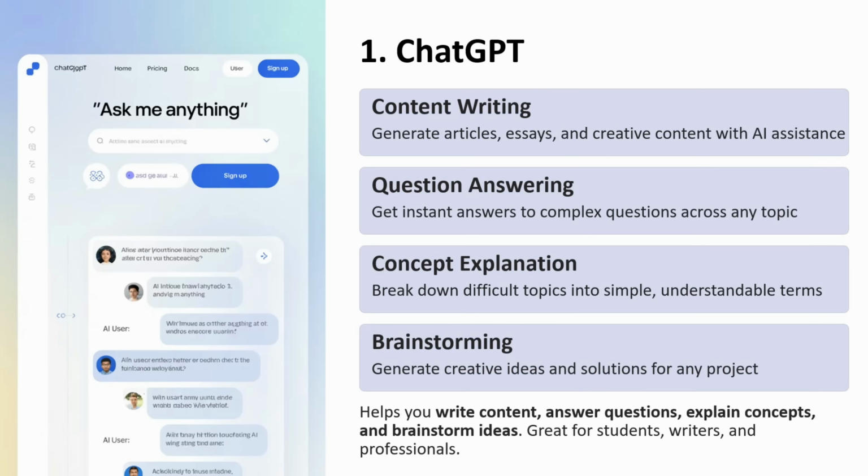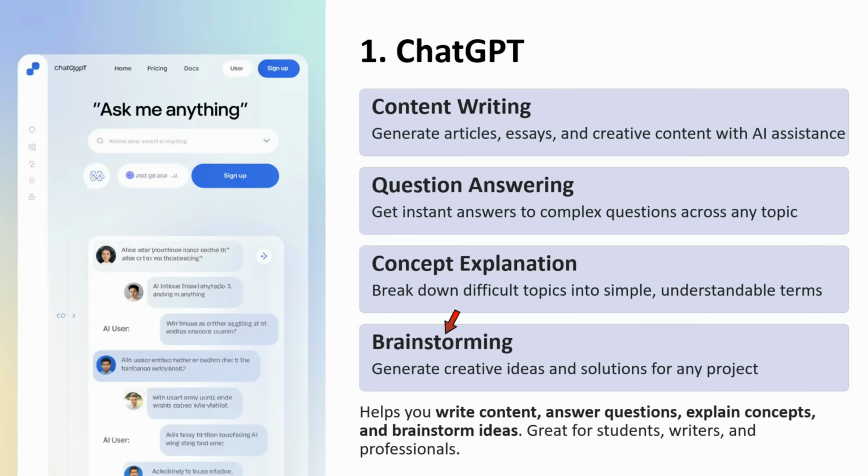First one is ChatGPT. ChatGPT is used for content writing. Generate articles, essays, and creative content with AI assistance. ChatGPT is used for question answering. Get instant answers to complex questions across any topic. ChatGPT is used for concept explanation. Break down difficult topics into simple, understandable terms.